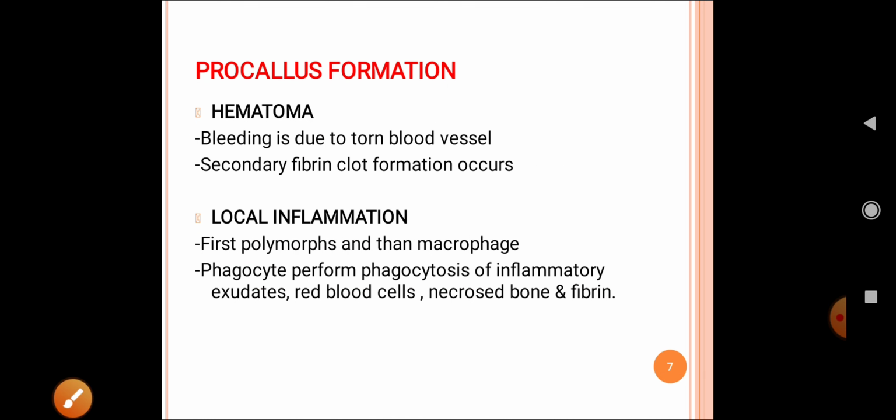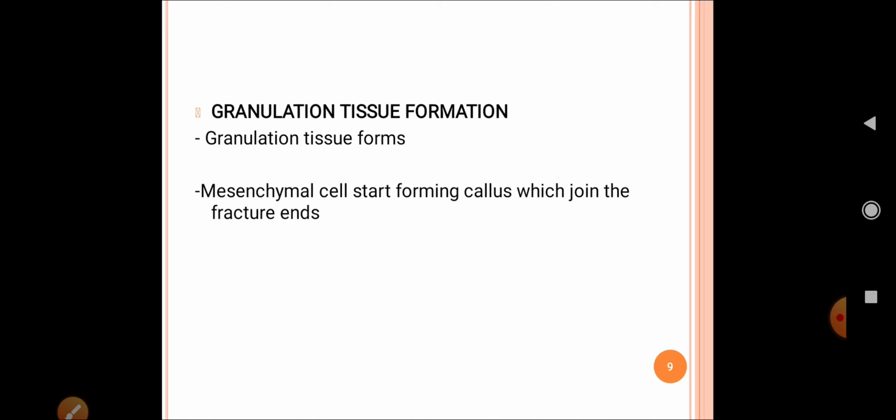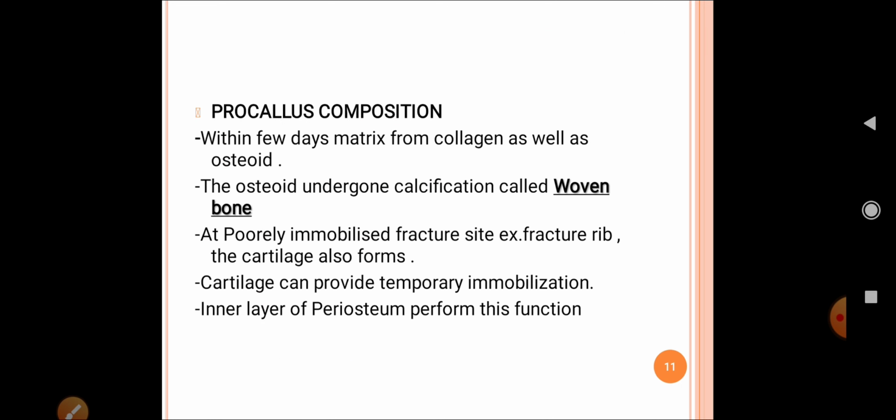In the procallus stage, first of all, there will be hematoma. It will get stabilized by fibrin clot formation, and there will be recruitment of inflammatory cells. The first one is polymorphs, which will be replaced by macrophages, and they will do the function of phagocytosis. So this is a figure showing the hematoma and the inflammatory cell recruitment. After that, there will be granulation tissue formation, that is new blood vessel formation and fibrosis. The proliferated mesenchymal stem cells from the medullary cavity, periosteum, and the muscle will form bone and cartilage. Such bone and cartilage formation is known by the name procallus formation.